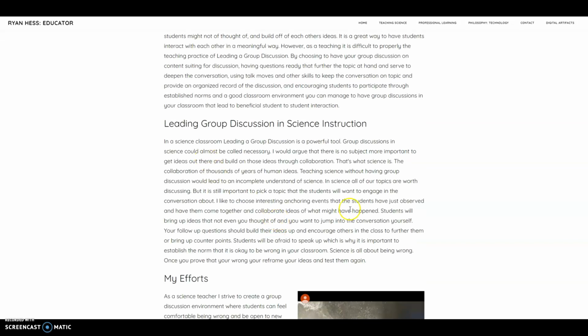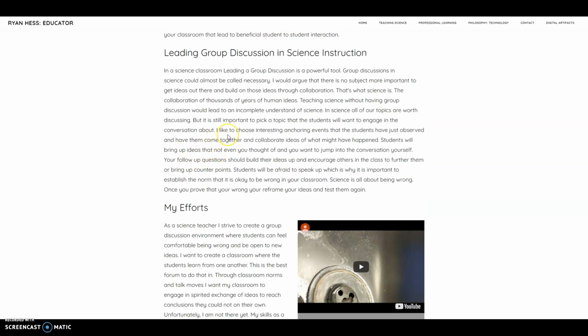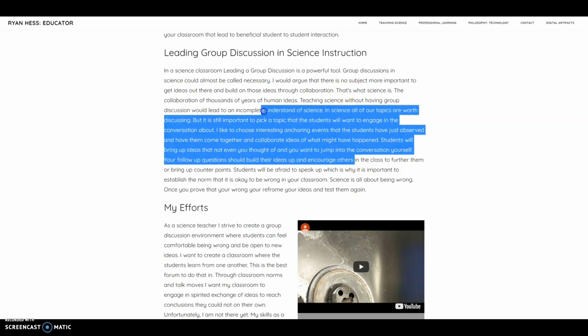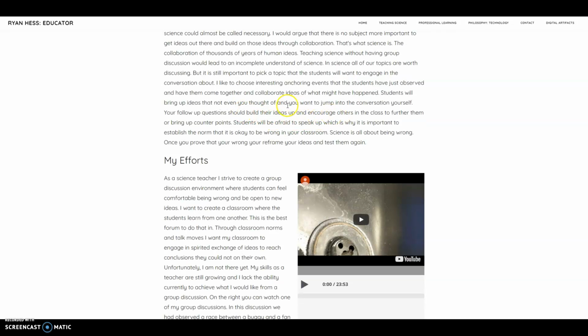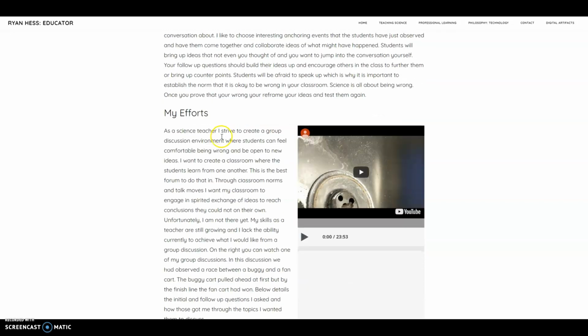In a science classroom specifically, I think that group discussion is a powerful tool. I could almost go as far as to say that it's necessary. That's what science is. It's a collaborative effort to come up with new ideas about the world. And if you're not doing group discussions, are you really doing science? That might be going too far, but I feel like in my classrooms in the future, I am going to have group discussions at least once per unit about different scientific phenomena.